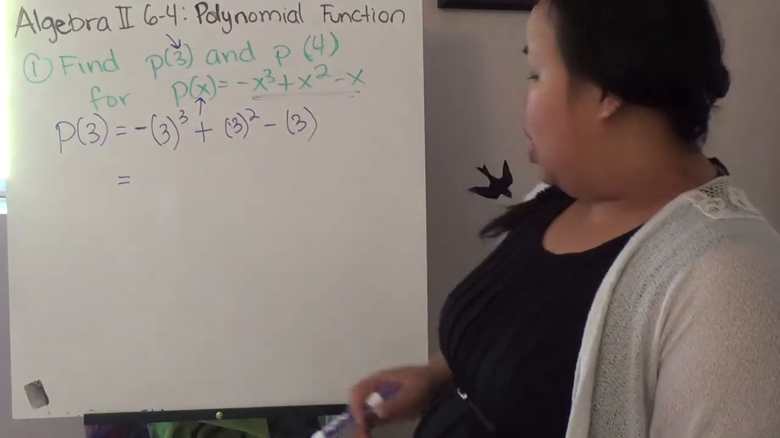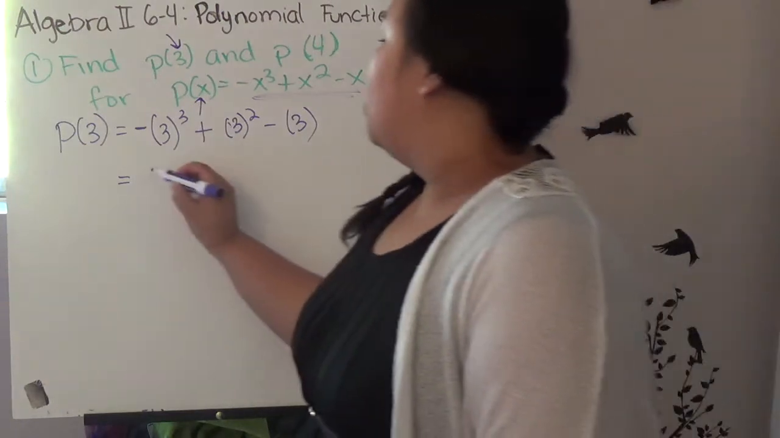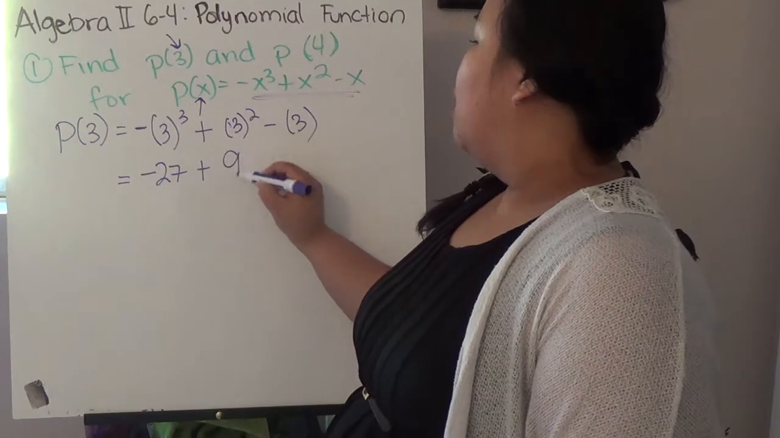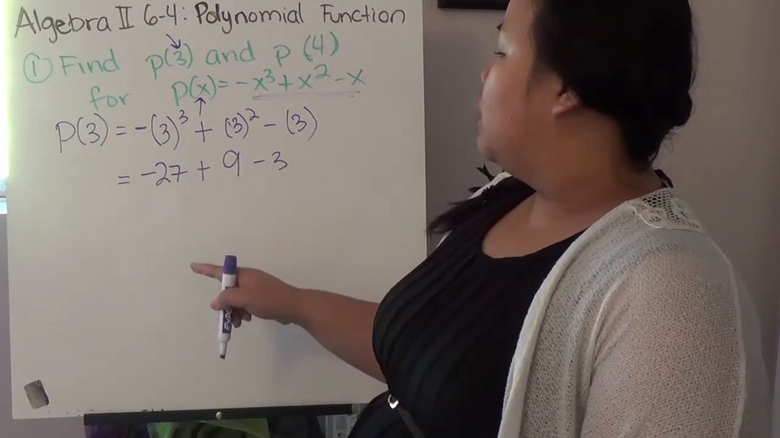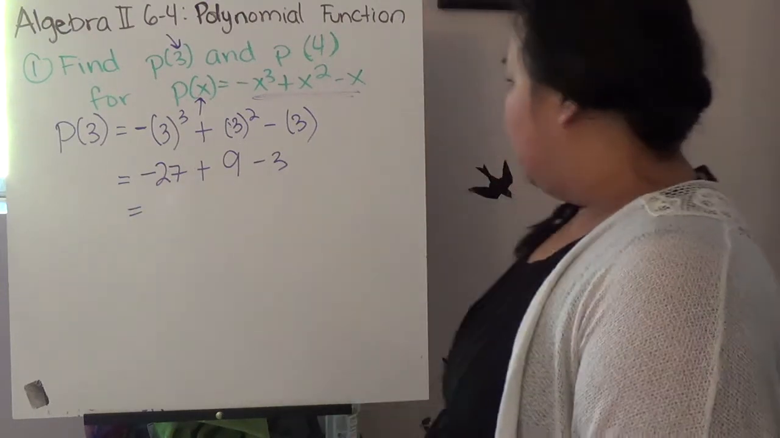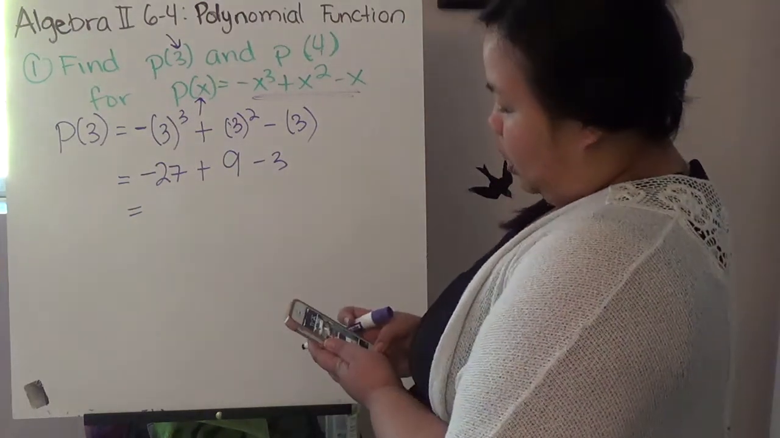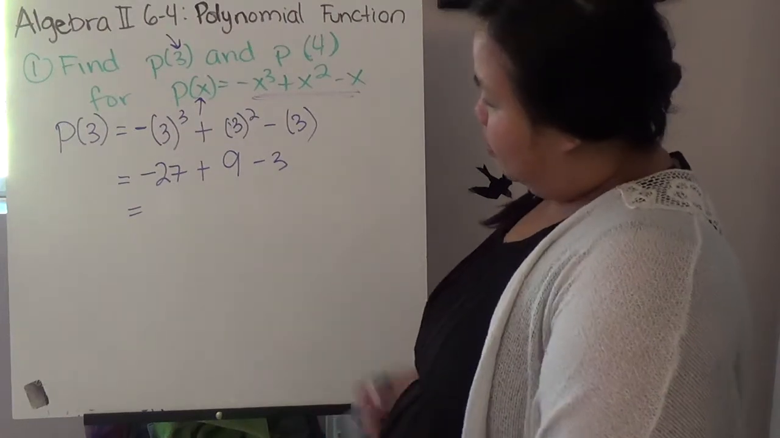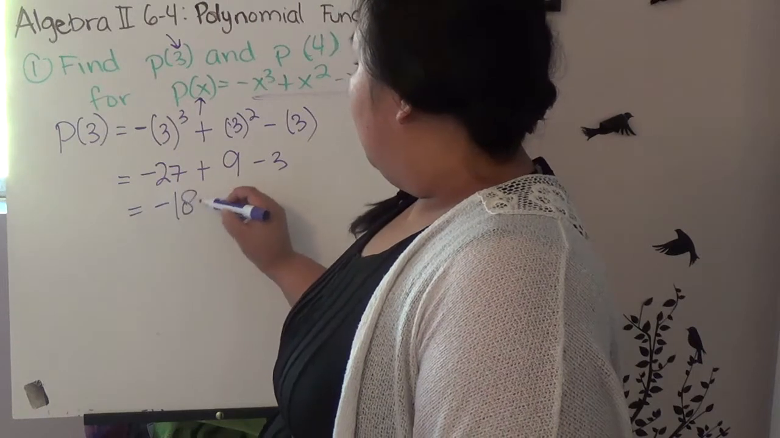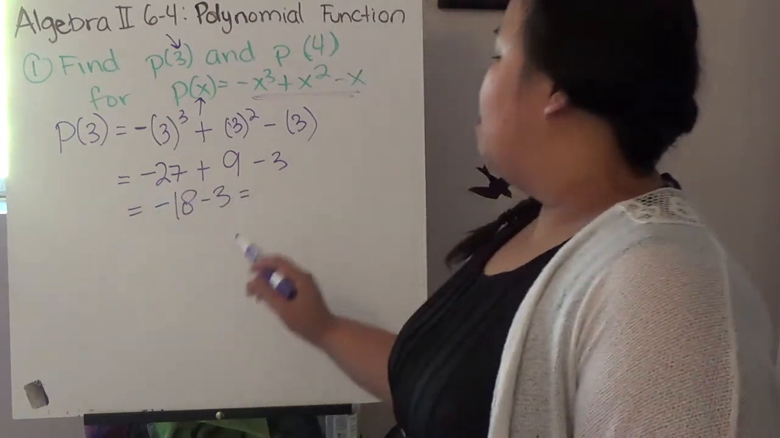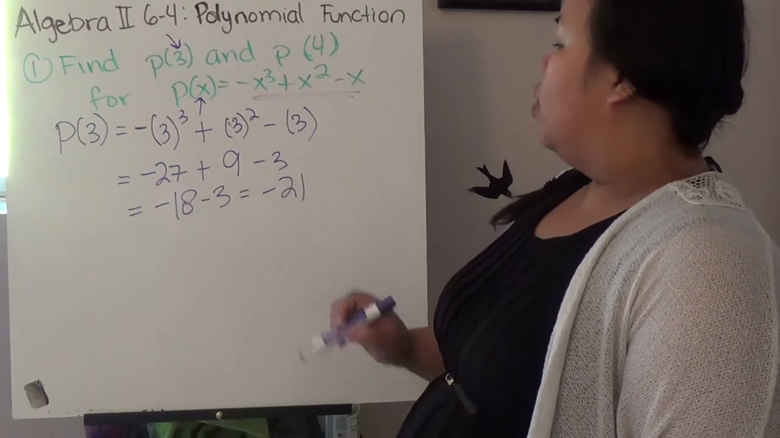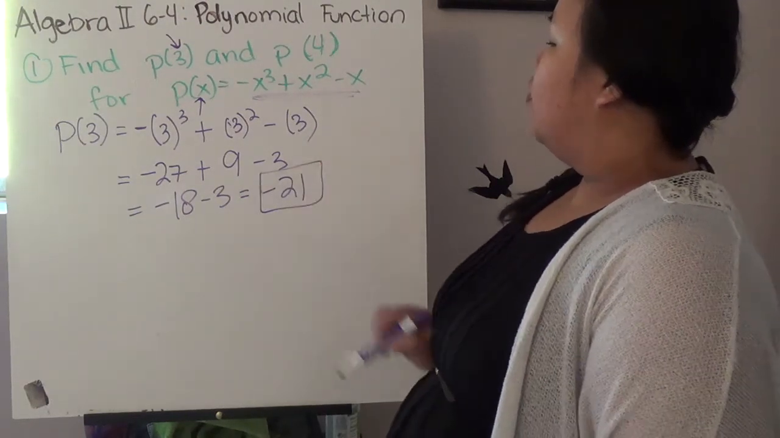So 3 times 3 is 9, times 3 is 27, so this is negative 27, plus 3 squared, which is 9, minus 3. So negative 27 plus 9, okay? So negative 27 plus 9 is negative 18, minus 3. So negative 18 minus 3 would give us a negative 21. So my first answer is negative 21.